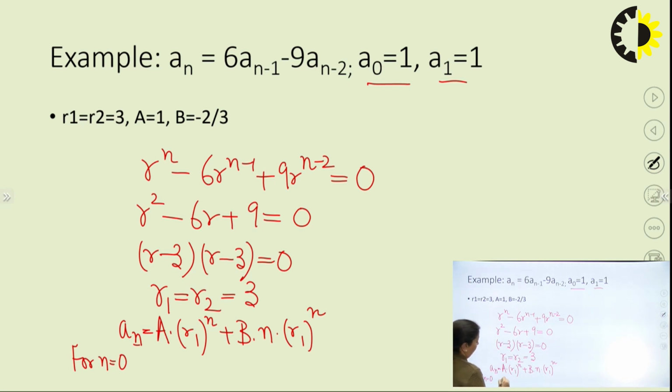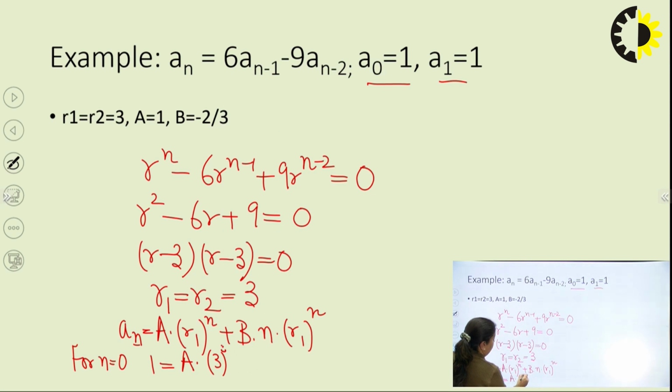What will happen? It will become a0, that means 1. 1 is equal to A·r1^n, that is 3 to the power n, where the value of n is nothing but 0.